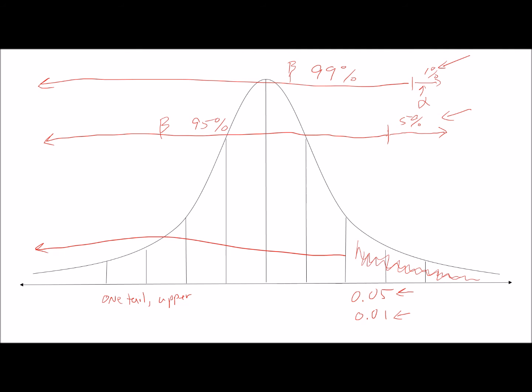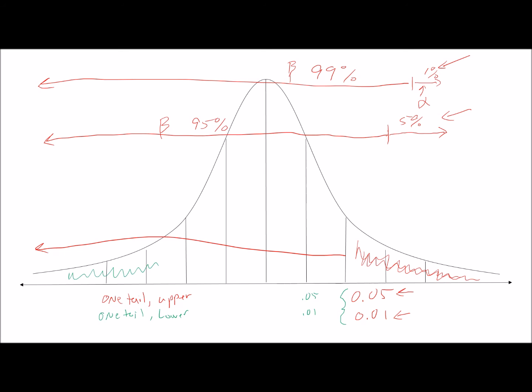Now let's change the color of the ink. Let's go with a darker green. Now with the darker green, we're going to do a one tail lower. These values are still going to be the same, right? The probabilities aren't going to change. So you're still dealing with a one tail lower, you're still dealing with 0.05 or 0.01 with a Z statistic. Except now, one tail lower, we're looking at this range down here.